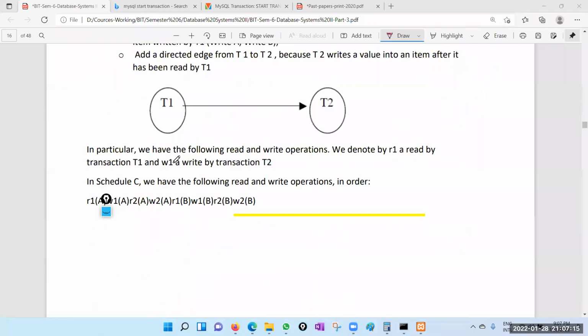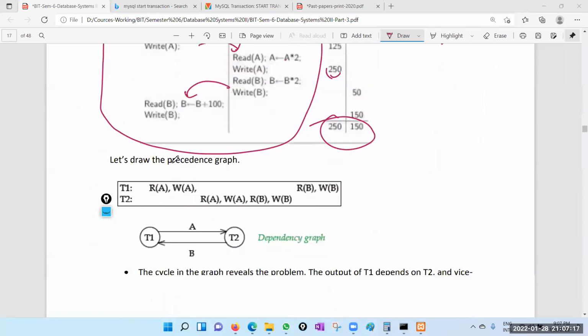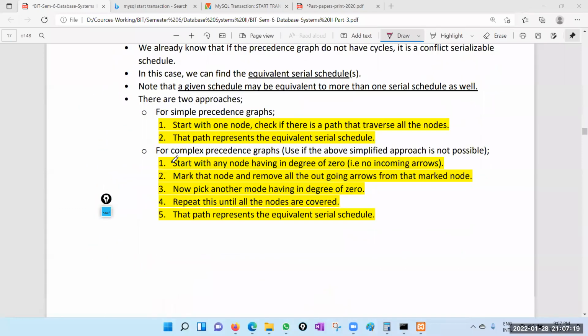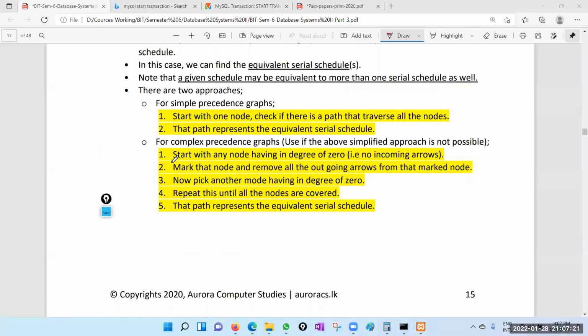Right, so this is how you do it. How you find? Start with one node. Check if there is a path that travels all the nodes.